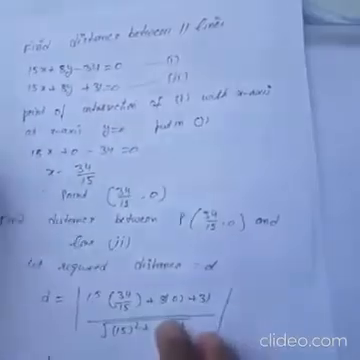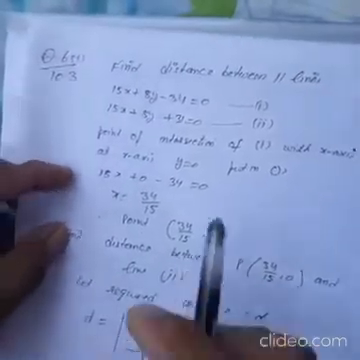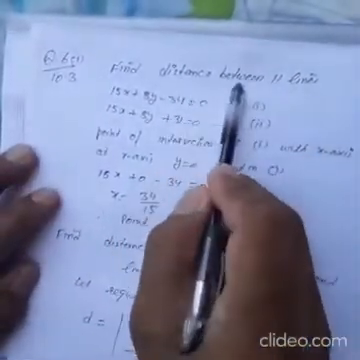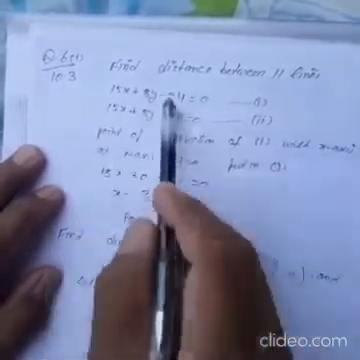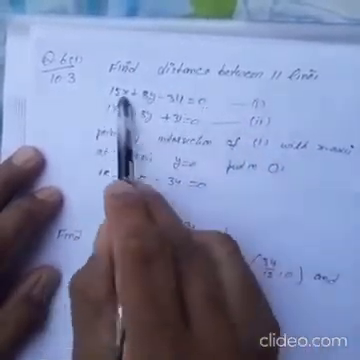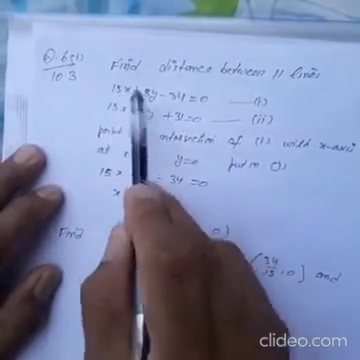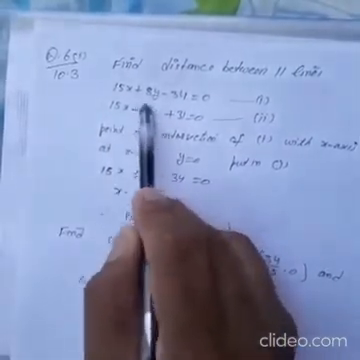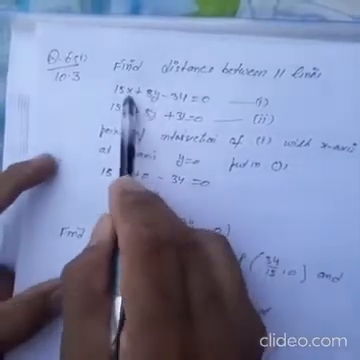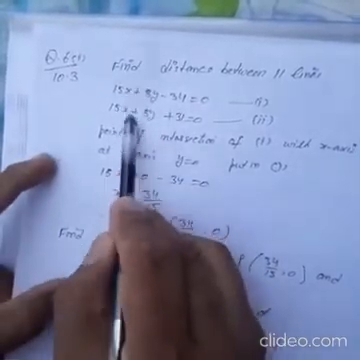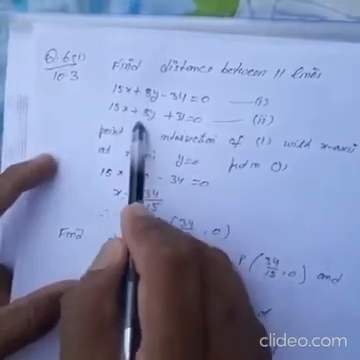On to the next question, question number 6. Find the distance between parallel lines. These are two parallel lines. In parallel lines, slopes are equal, or in the general equation, the coefficient of x and the coefficient of y will be equal. We can observe the coefficients of x and y are equal in both equations, so that's why these lines are parallel.